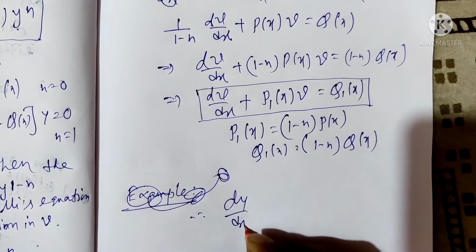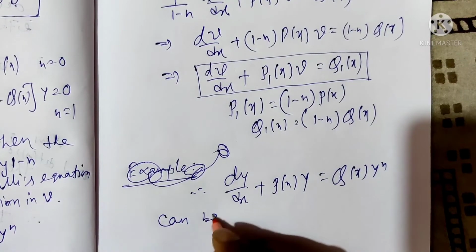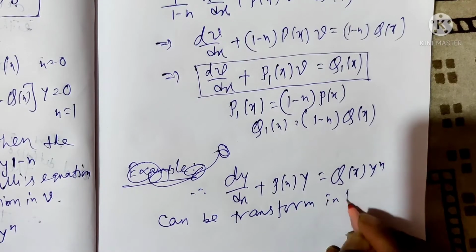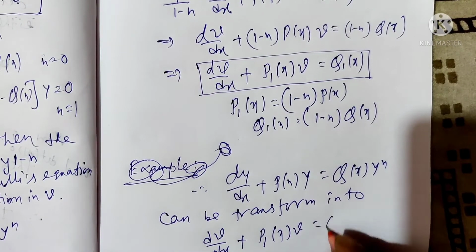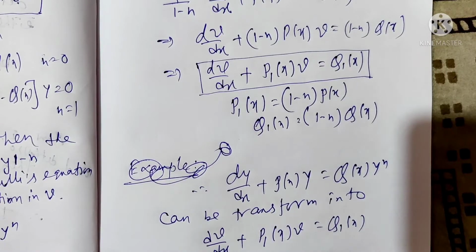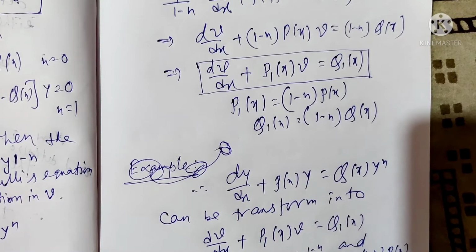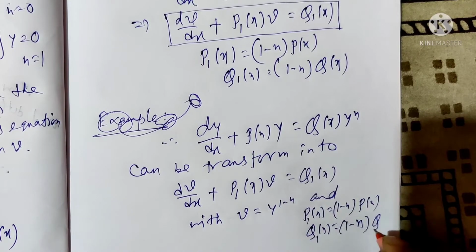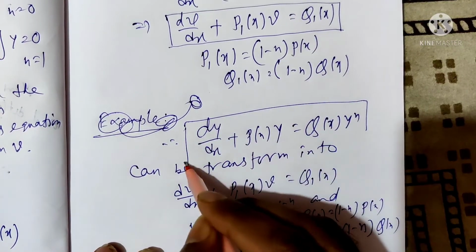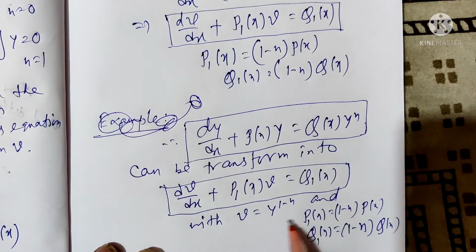Therefore dy/dx + p(x)y = q(x)yⁿ can be transformed into dv/dx + p1(x)v = q1(x), with v = y^(1−n), p1(x) = (1−n)p(x) and q1(x) = (1−n)q(x). So this Bernoulli equation converts to this linear equation with this transformation.